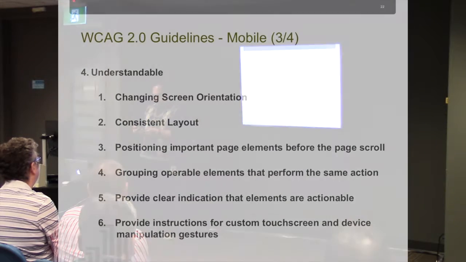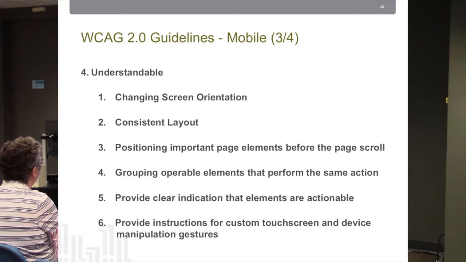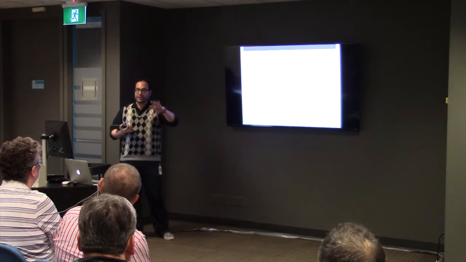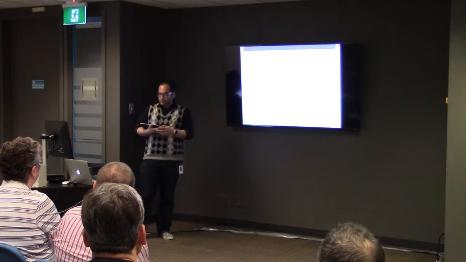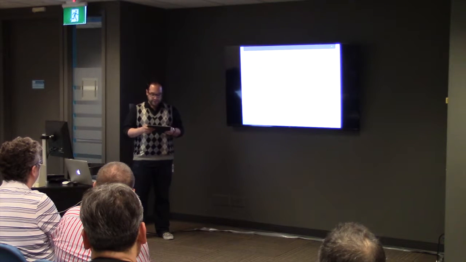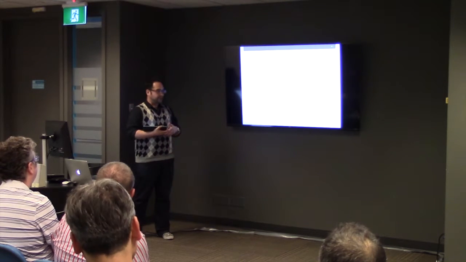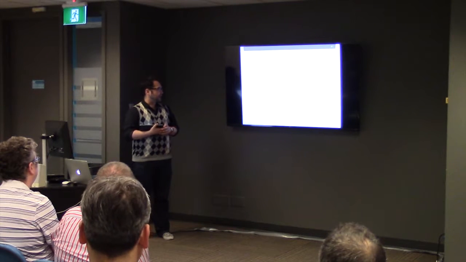Next, for understandable, you want to make sure that your application can adjust to the orientation that it's put into. Some people have their devices fixed to, like, a wheelchair or something. So if you support landscape and portrait, you want to make sure that you have consistent layout across your different screens. And this helps everybody. This doesn't help just people with accessibility issues. This helps everyone, because the last thing you want to do is get lost in the application.